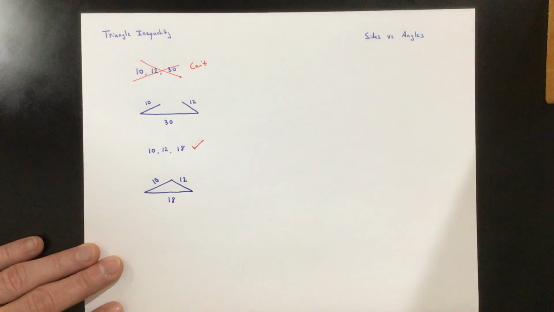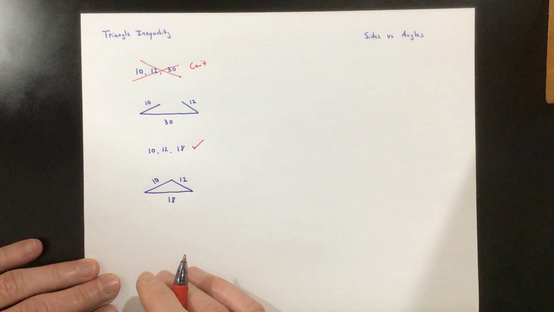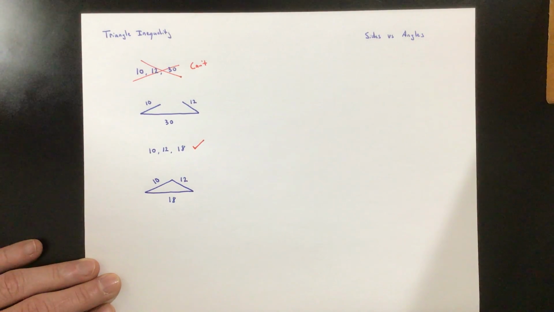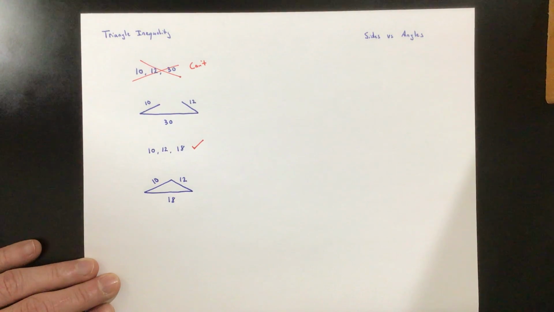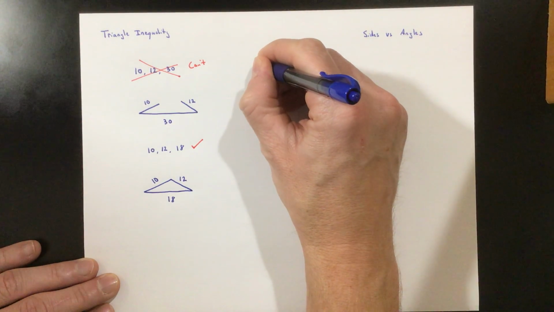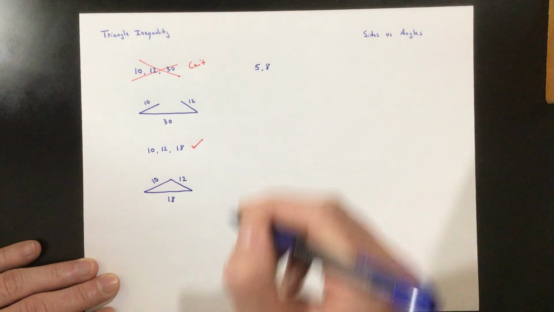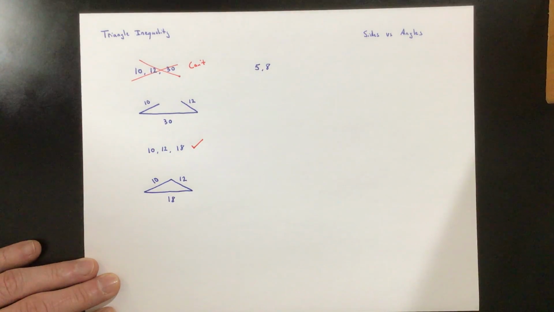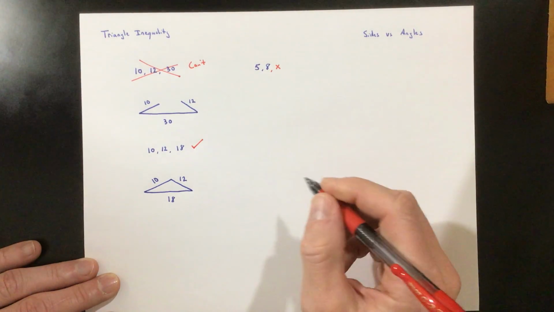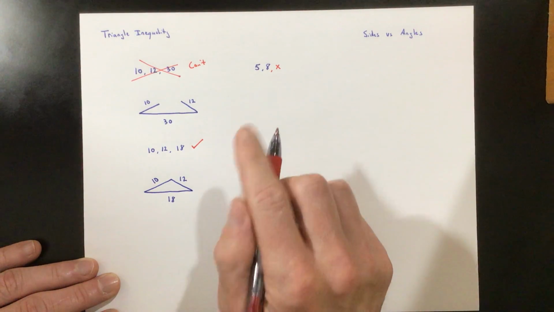Well, it turns out that if you give me two sides of a triangle, I can tell you an inequality, a range of what the other side might be. So let's walk through this. Let's say I have sides 5 and 8, and I'm looking for the other side. Let's say the other side, in this case, is the longest side. What's the longest x could be?